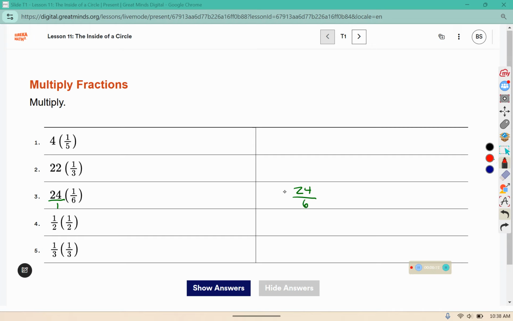Then we're going to figure out if 24 can be split into 6 equal groups. And it can, because 6 times 4 is 24. So 4 is our answer there. If it does not come out to a whole number, you can leave it as an improper fraction or as a mixed number. It's up to you. But if it does come out to a whole number, you'll want to change it.